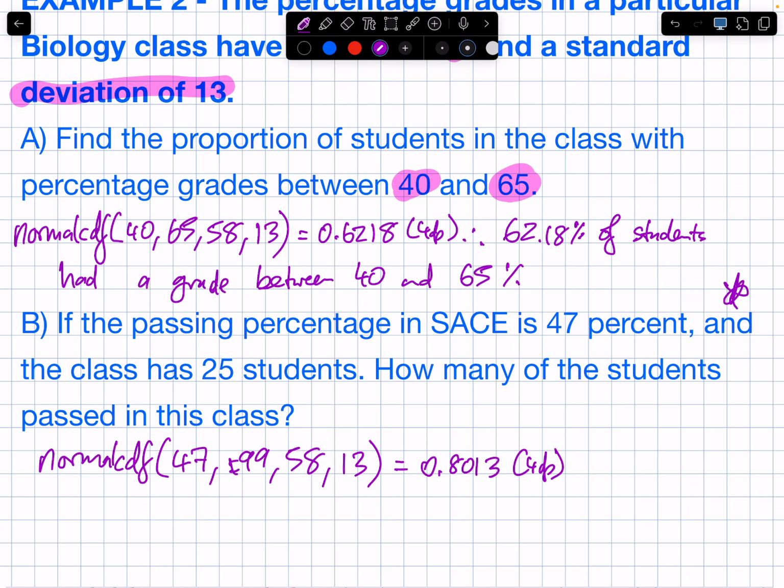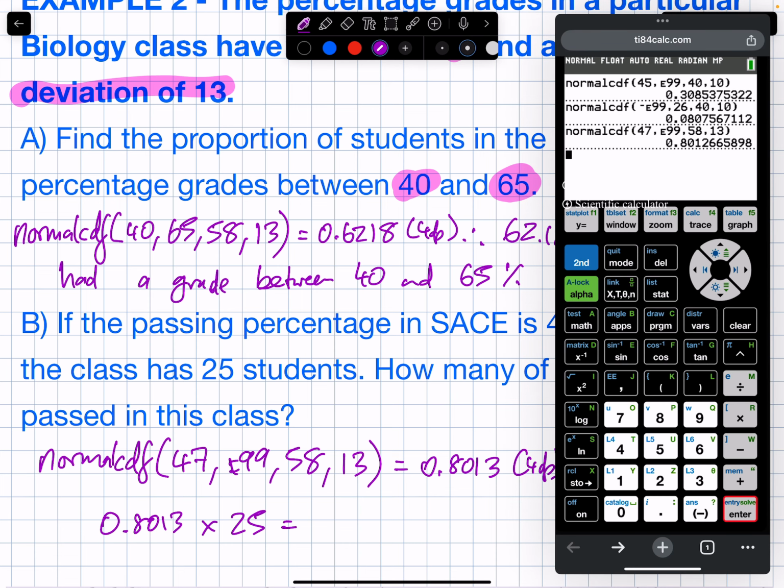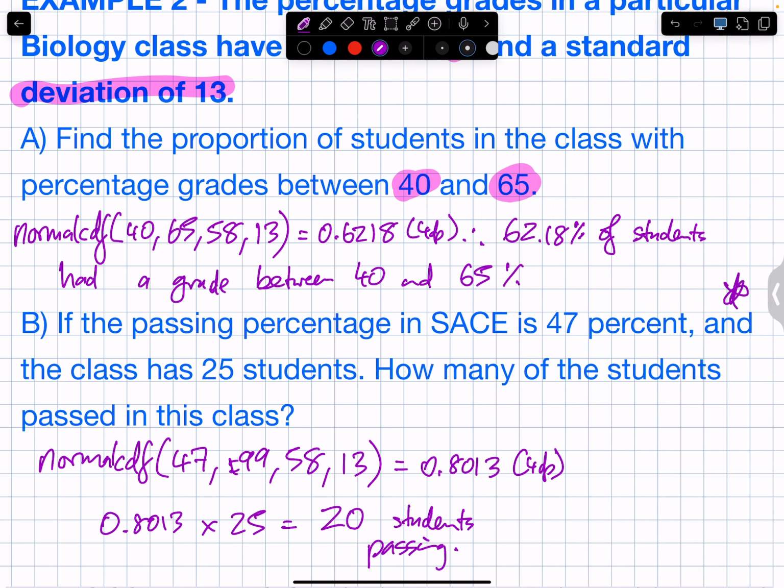How do I find 80% of 25 students? I've got the decimal there already. So I'll go 0.8013 times 25. My number's already in the calculator, so use that. Times it by 25. Would it be reasonable to say that I would have 20.03 students passing? No. I can't have a kid's big toe. So you would say 20 students passing in that particular class based on that information.